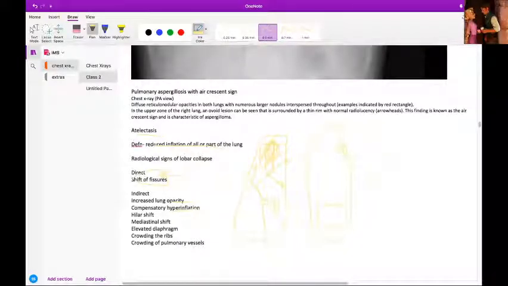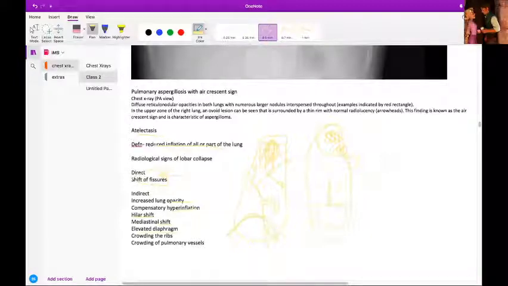Then if there is atelectasis over here, the collapsed lung might pull the hilar structures above, or it might pull the hilar structures below. So there will be a hilar shift, and there can also be a mediastinal shift. Again, if there is a collapse, the diaphragm sometimes might get pinched up, so there'll be an elevated diaphragm.